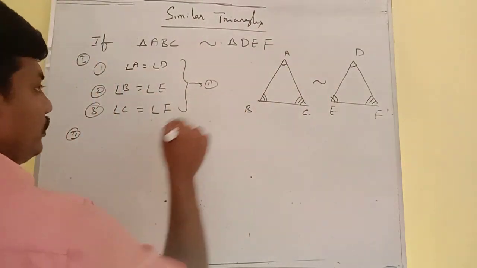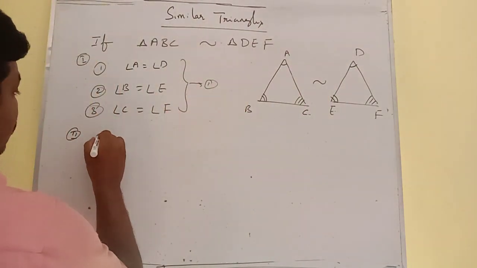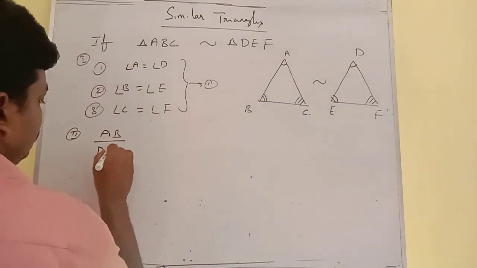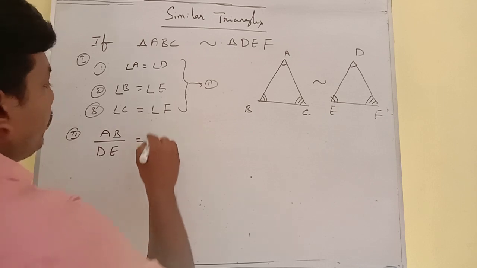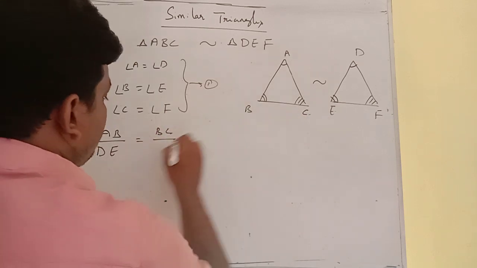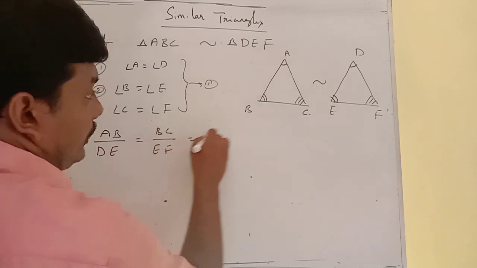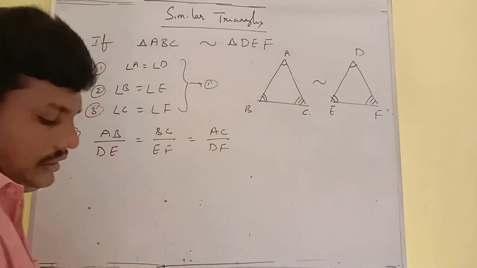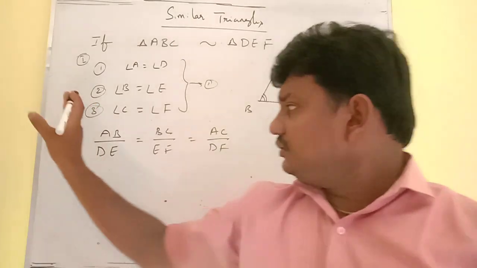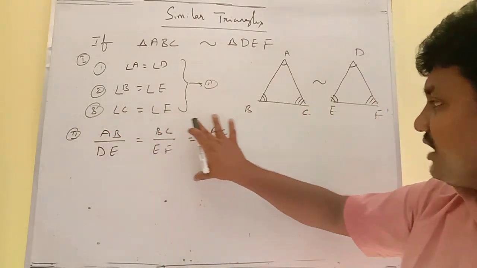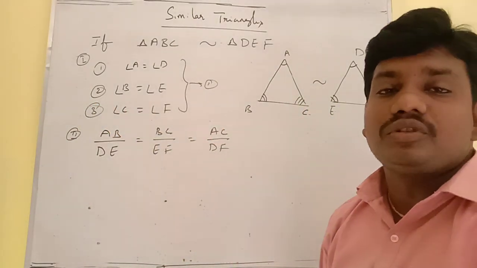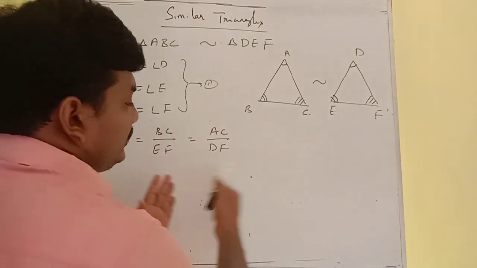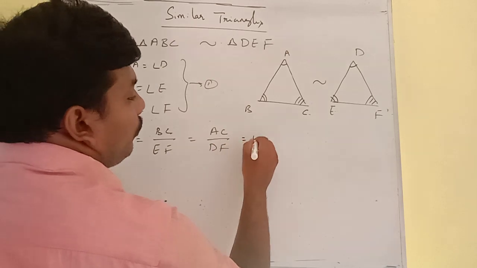So what we conclude, this is the second point: AB by DE is equal to BC by EF, which is equal to AC by DF. This is called the sides are in the same ratio, or the sides are proportional for any two similar figures. So these are all ratios, and this ratio must be equal to one constant.